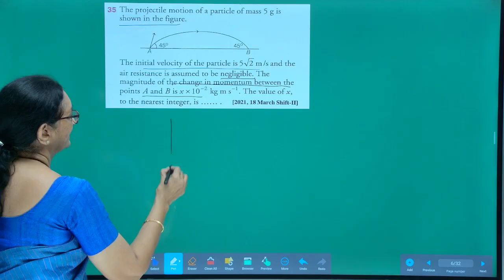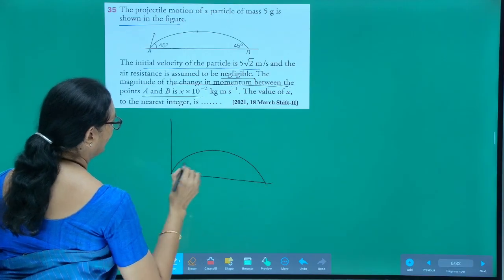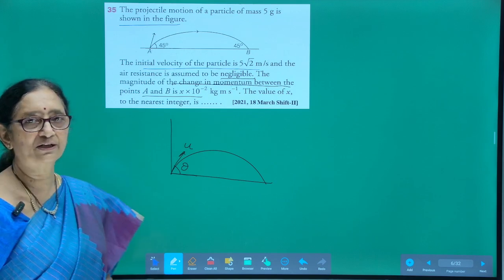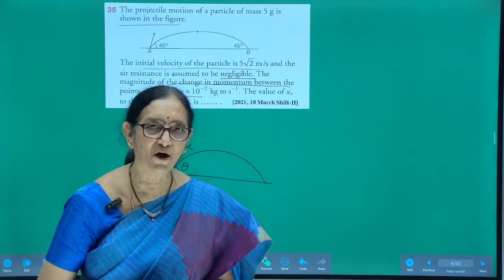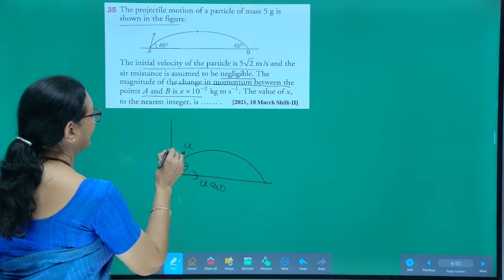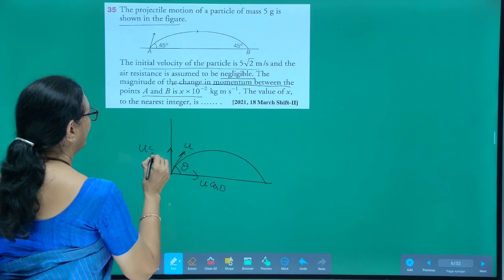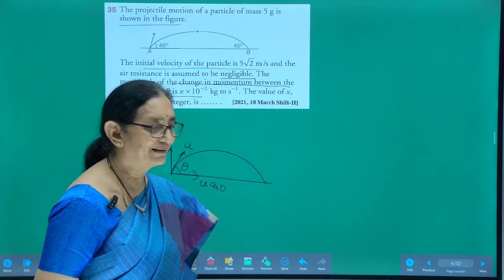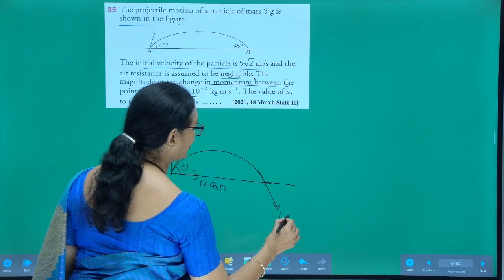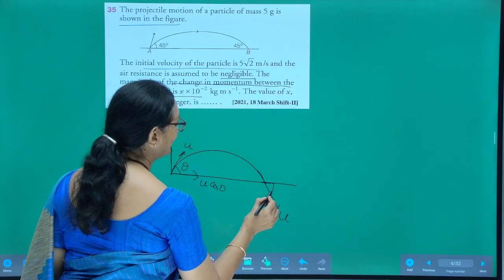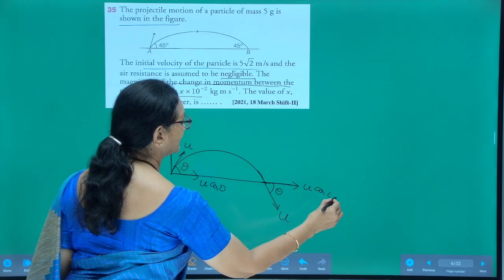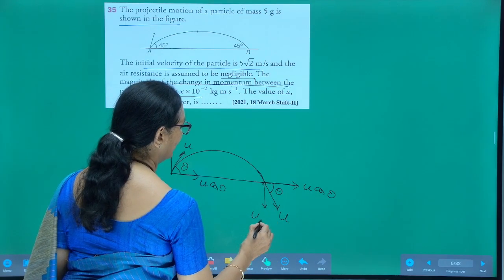See here, let this be a projectile. It is projected with a velocity u at an angle theta with the horizontal. What is the horizontal component of initial velocity? u cos theta. Vertical component of initial velocity is u sin theta. When air resistance is ignored, there is no loss of KE, so it reaches the ground with the same speed at the same angle. Then its component along the horizontal is u cos theta, along the vertical is u sin theta.